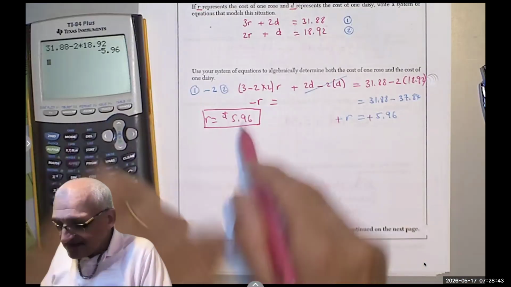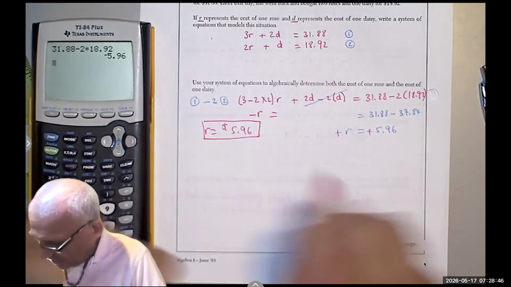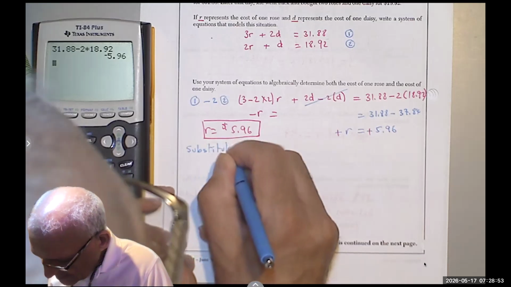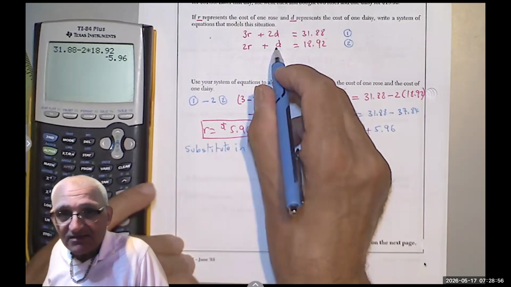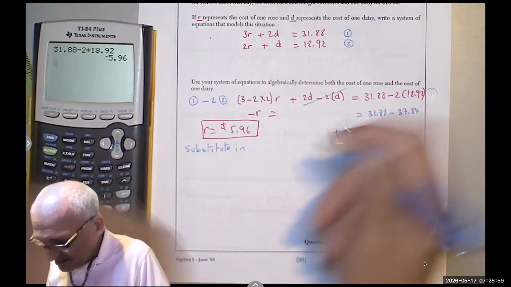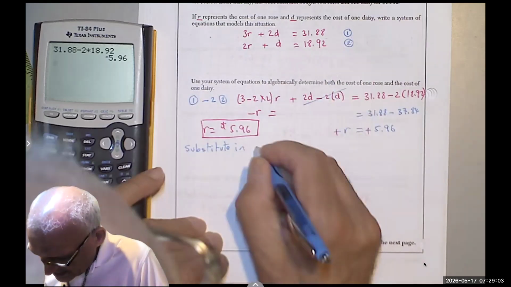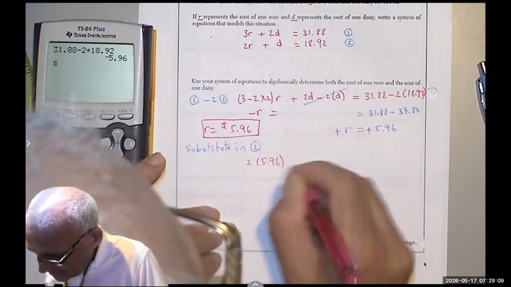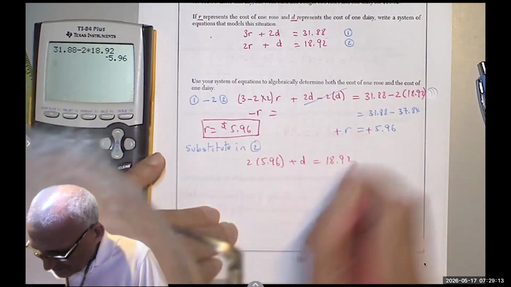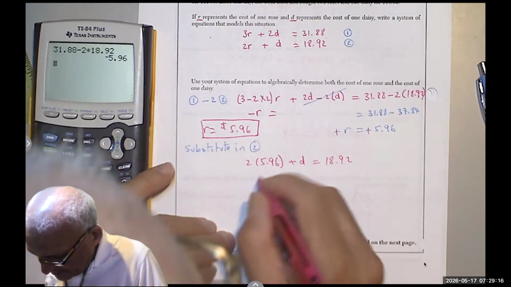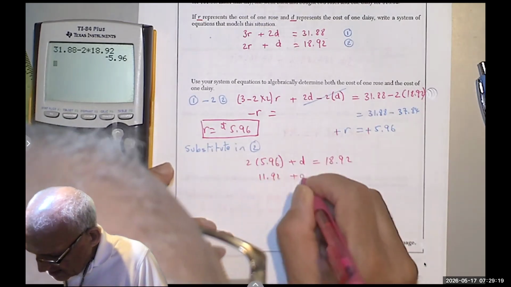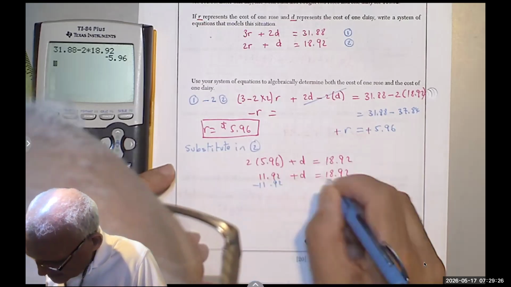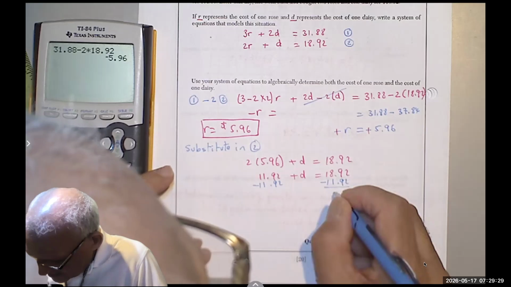Okay, now I can take this and substitute it either on the top or the bottom. So I can substitute in either 1 or 2. Say, in 2, since 2 has D by itself, I won't be dividing by 2 at the end, right? Instead of solving for 2D and then dividing, I'm going to substitute in 2. So 2 times 596 plus D equals 1892. When you multiply that, you get 1192 plus D equals 1892. Then I subtract 1192 from both sides, and you can see that D equals 7.